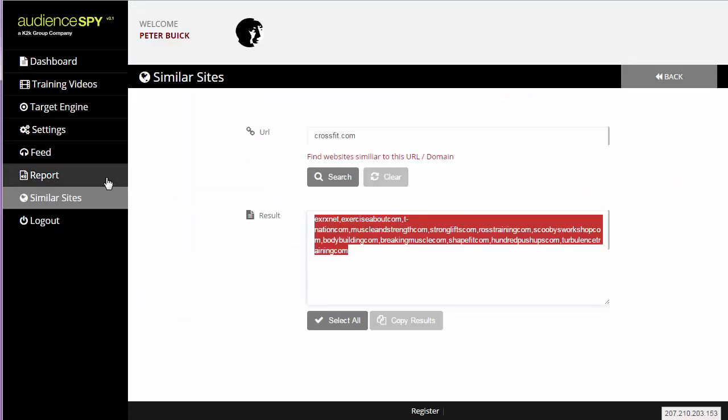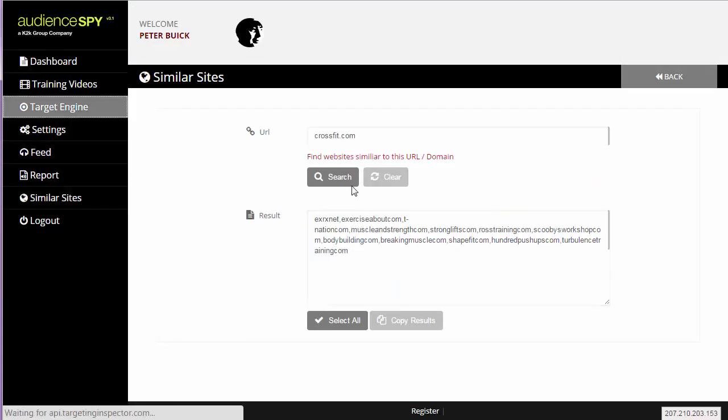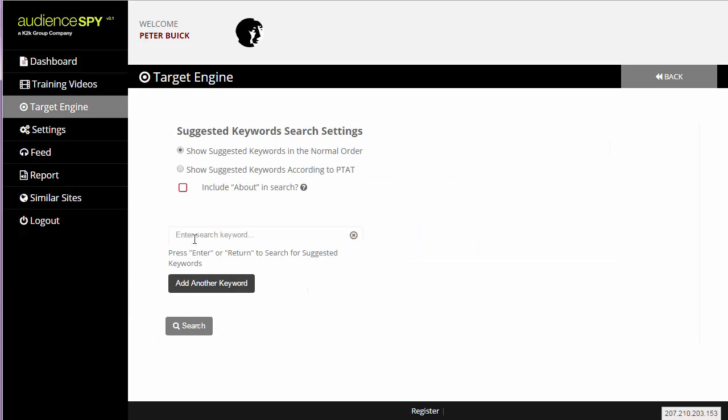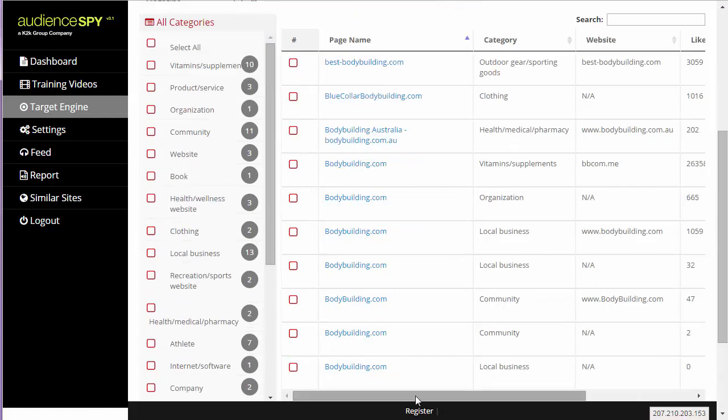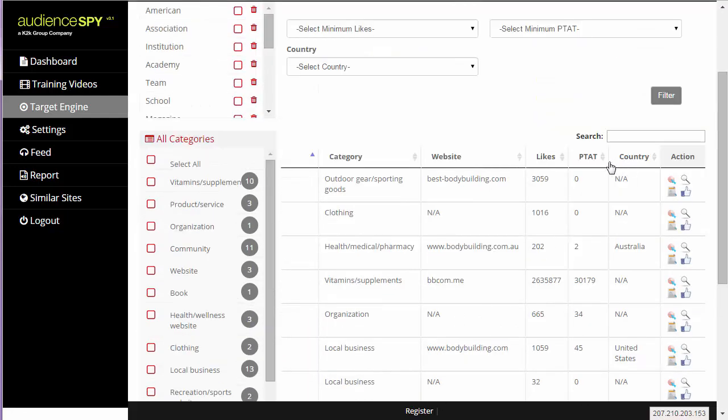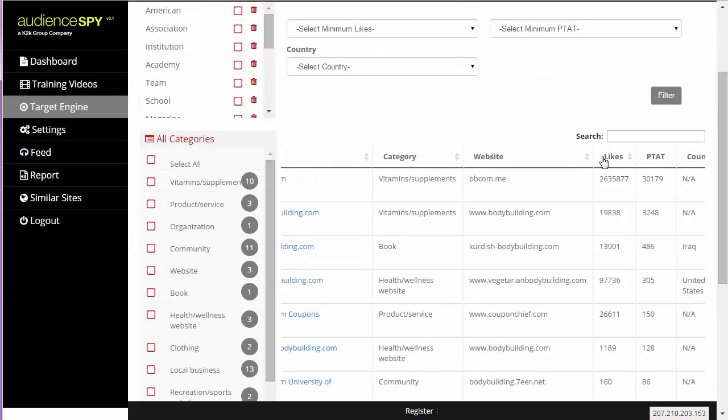But what we can do is go back to the target engine, excuse me, and see what's going on with that topic. Let's just see what's going on. Right, okay. Related to that is vitamins and supplements. That may or may not apply to our CrossFit thing.